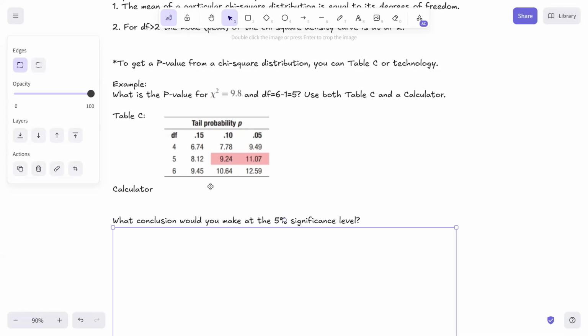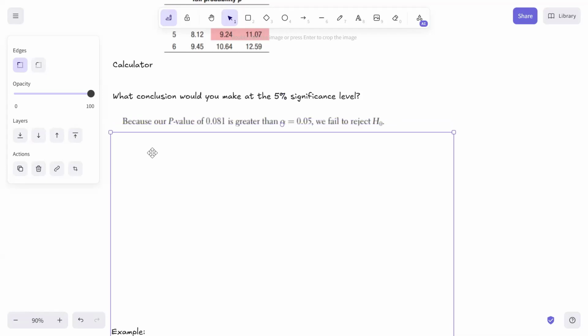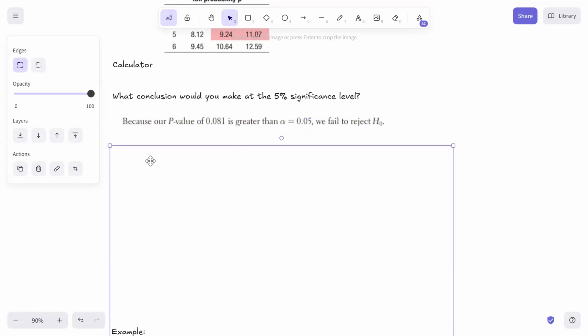Okay, so the question we want to answer now is what conclusion would we make at a 5% significance level? Well, because our p-value of 0.0811 was greater than our significance level, we fail to reject the null.